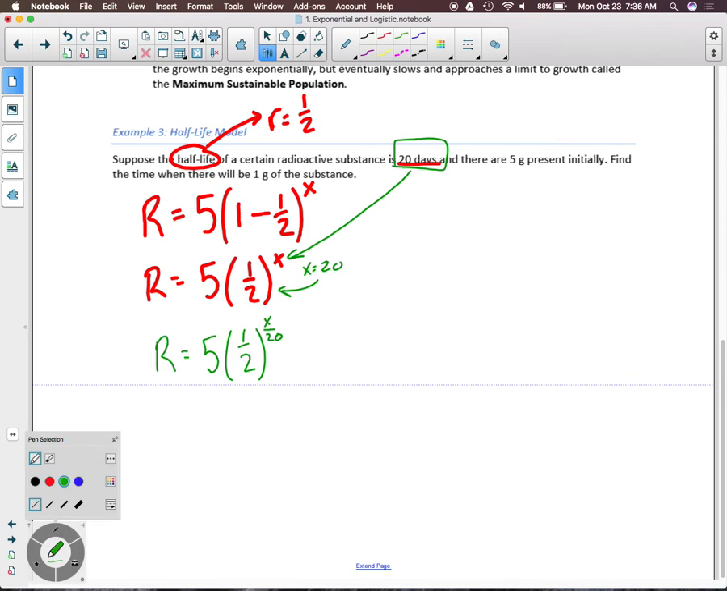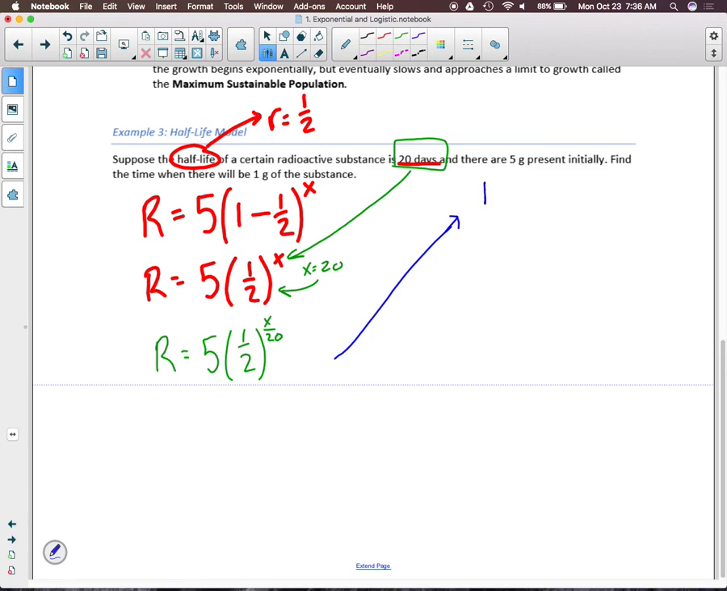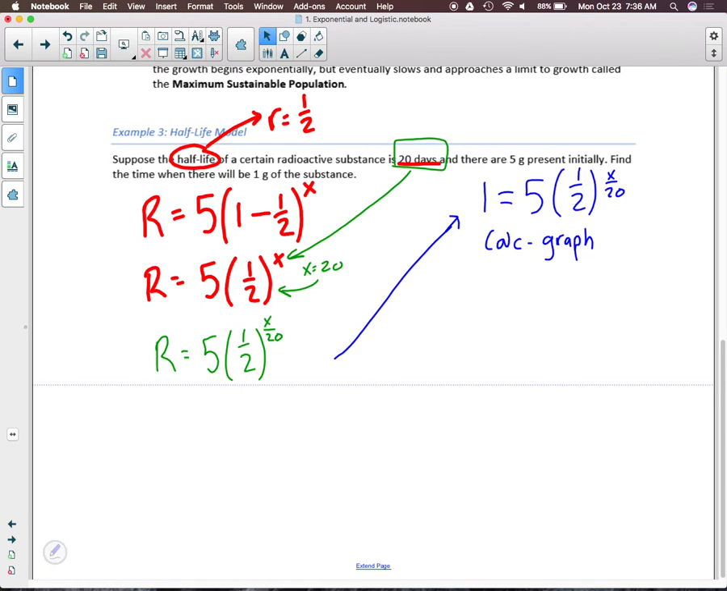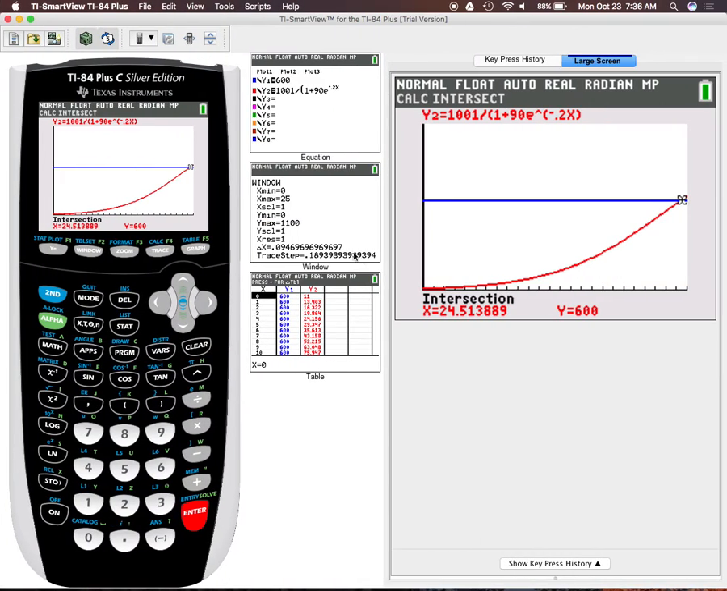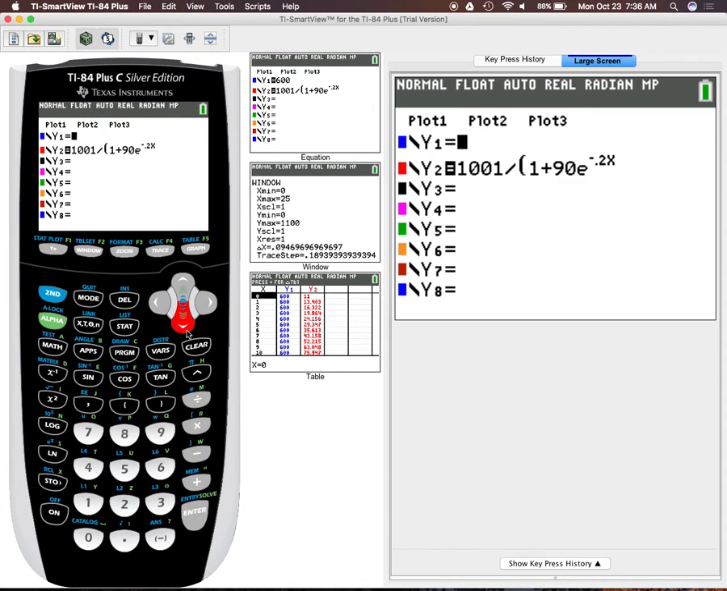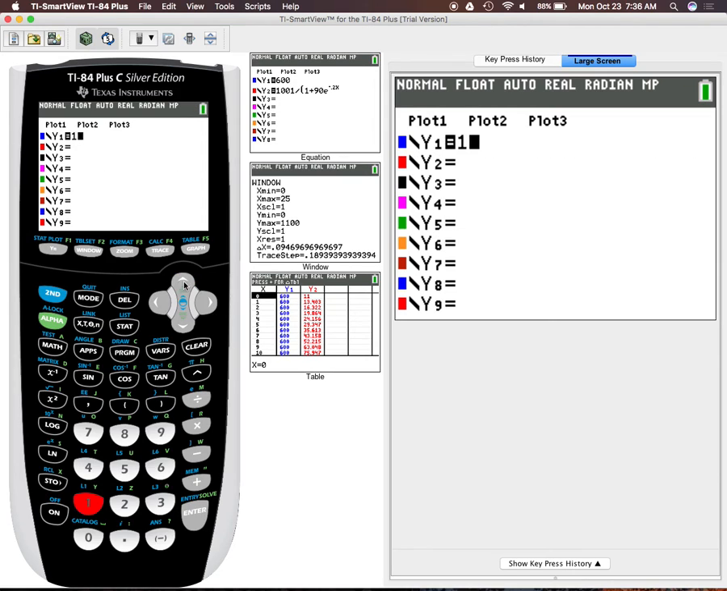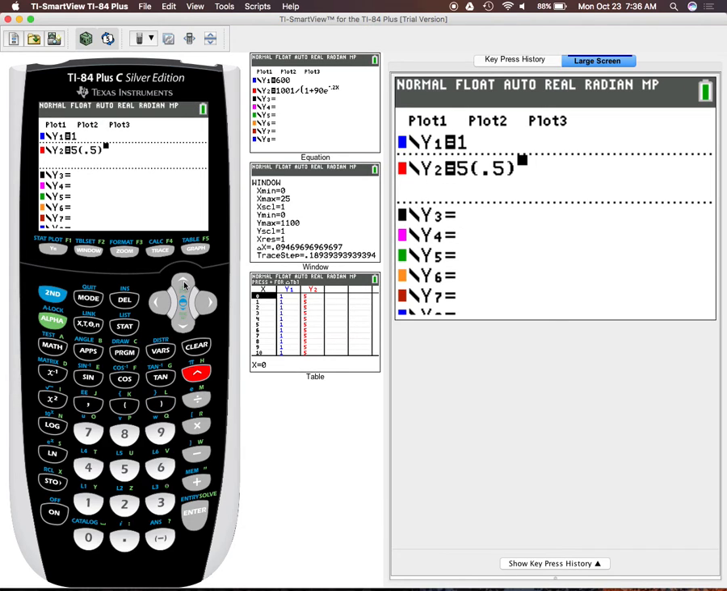Now I can just jump over and actually solve the question. So I'll jump way over here, and I'll say I'm looking for when the radioactive substance is going to have 1 left. So I'm going to get 1 equals 5 times 1/2 to the x over 20. And again, we don't know how to do this algebraically. We will eventually, so I'm just going to run over and graph this in this fancy little calculator. So clear this stuff out. I'm going to put 1. I'm going to put 5 times 0.5, raised to the x divided by 20. Up, and I missed the x.